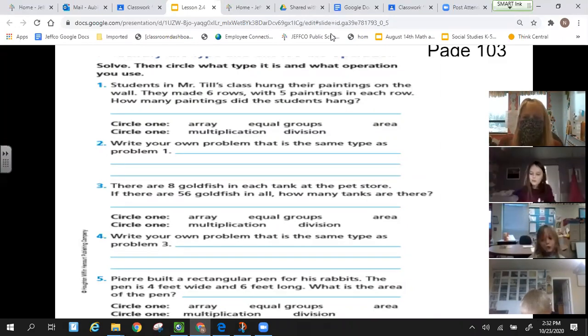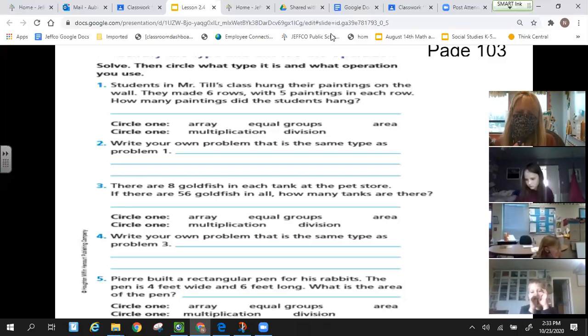Okay, so I think the best thing to do with analyzing the types of problems you are solving is trying to figure out if you're multiplying or dividing first. That was what Cooper and I did, and that helped, didn't it? Yeah, that helped us a lot. So we're gonna look at number 1. I want you to read along silently in your head with me as I read it aloud.